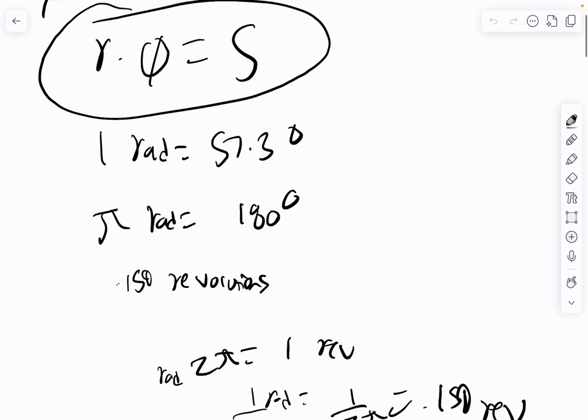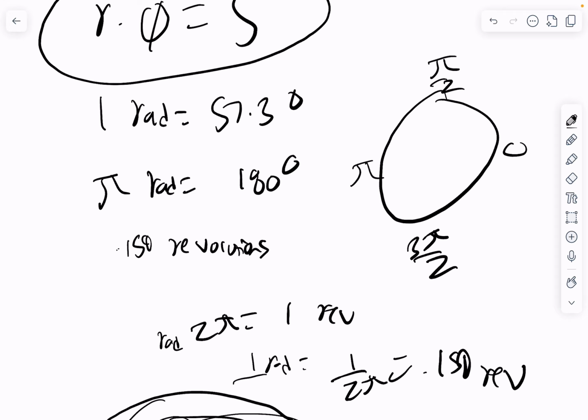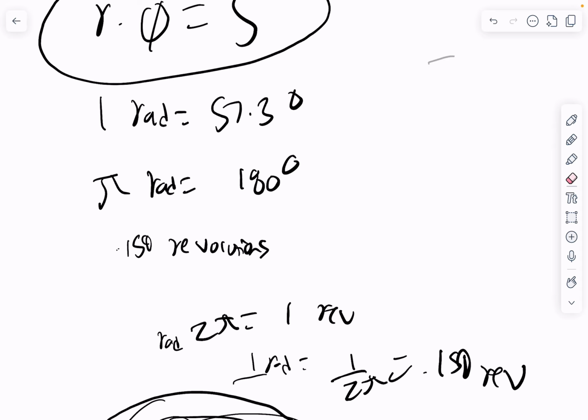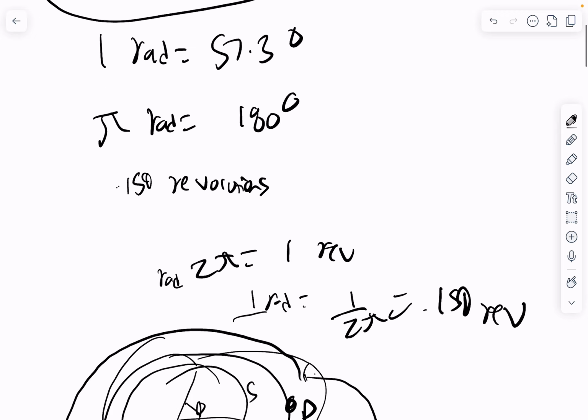For the exact conversions, 1 radian is equal to around 57.3 degrees. Pi radians is equal to 180 degrees. If you imagine a circle, pi radians is right over here. This is 0, and this is pi over 2, 3 pi over 2. If you know the unit circle, you know this. And this is essentially 180 degrees from here to here. That's a very fundamental relationship to know because it also tells us how many revolutions are in 1 radian: 2 pi radians is equal to 1 revolution. So 1 radian is about 0.159 revolutions.